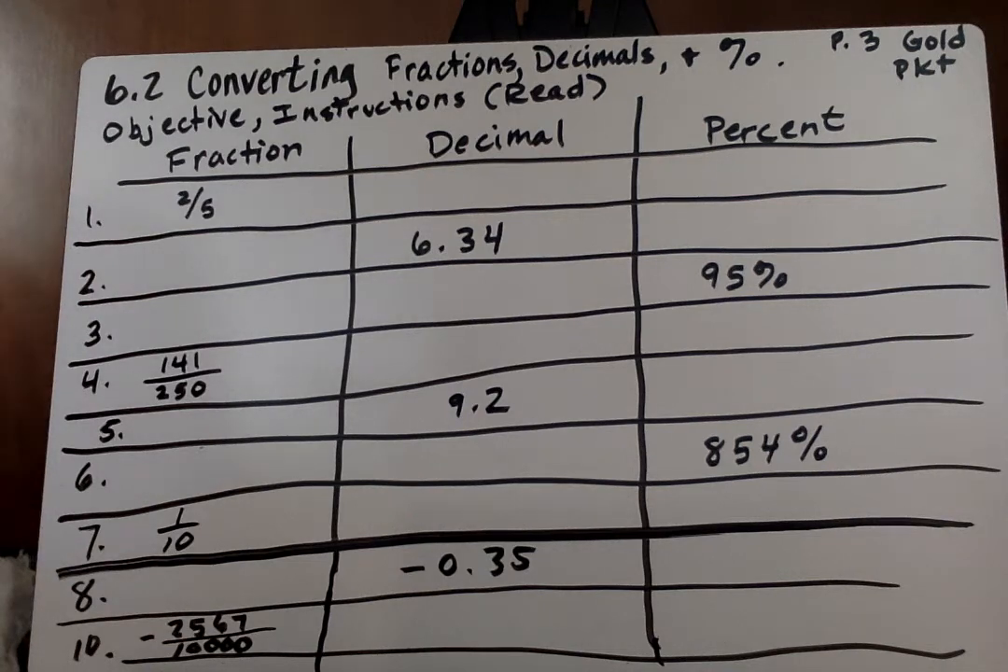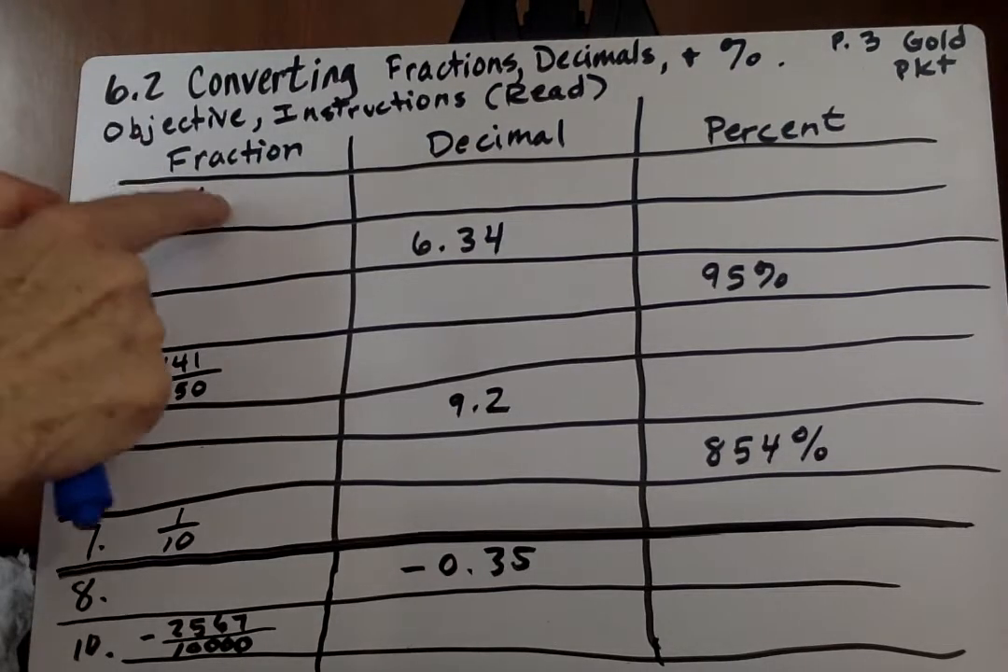Hello students, today we will be going over 6.2, converting fractions to decimals and percents. Objective: I can convert a number between a fraction, a decimal, and a percent. Complete the table. Do not round any decimals, okay?